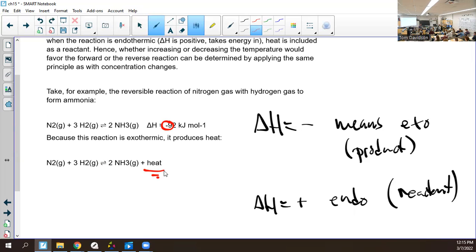Okay, so I would write my reaction out and I would have heat as a product. I literally put a plus sign and then put heat. Are we okay with that? Okay, and then we do it the same exact way. If this is producing heat and I add heat, it will oppose that by going away from the heat term.